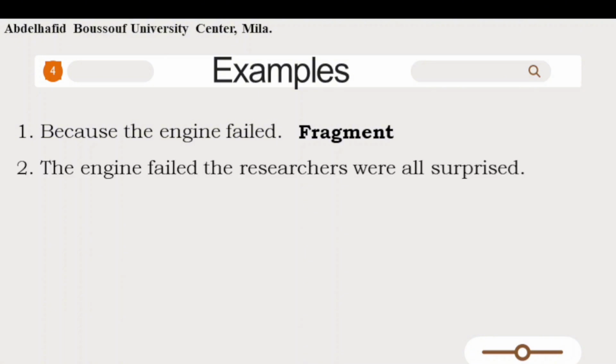Example 2. The engine failed. The researchers were all surprised. The sentence seems complete, but it doesn't really make sense. We do not understand the relationship between the two clauses. You may notice that we have two clauses that are put together without any conjunction. The engine failed. The researchers were all surprised. So what is the relationship between those two sentences? We call it a run-on.